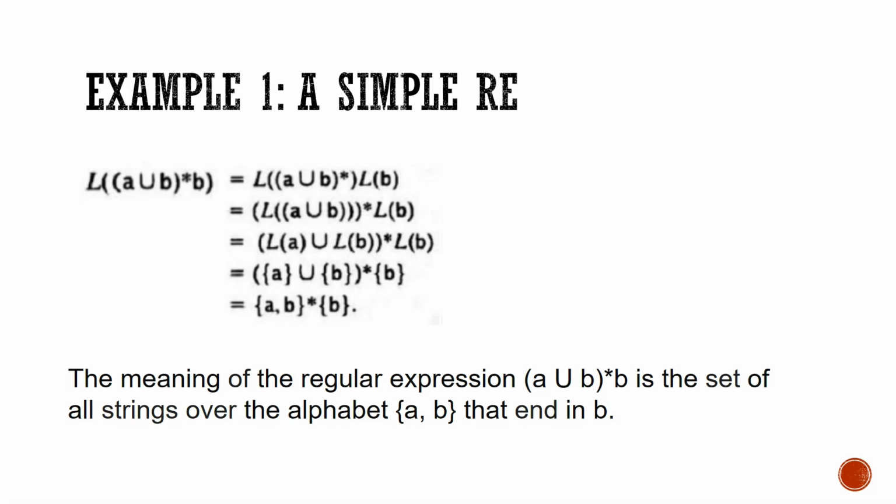In the beginning, we can have any number of A's, or any number of B's, or any combination of it. Then at the end, we have given B over there, which means at the end I should have the B. The meaning is quite simple: all the strings made up of A's and B's and ending with the B. That is, at the beginning I can have (A comma B) star, where star means zero or more occurrences of A or B, followed by a single B at the end. So this is how we go about writing the regular expressions.